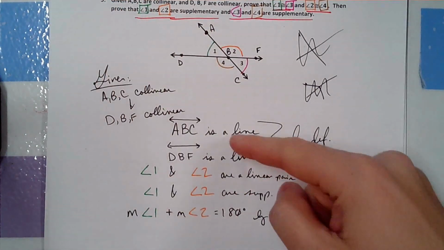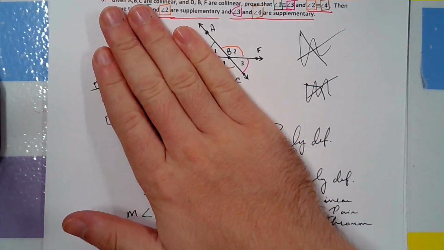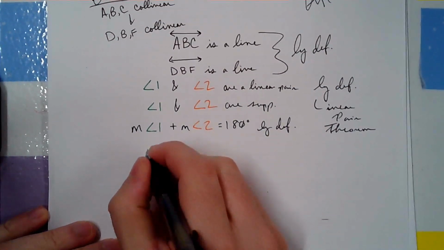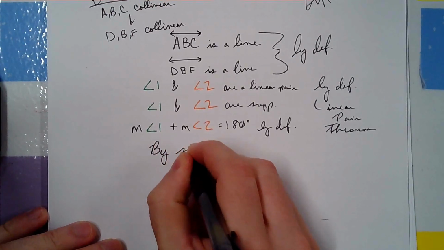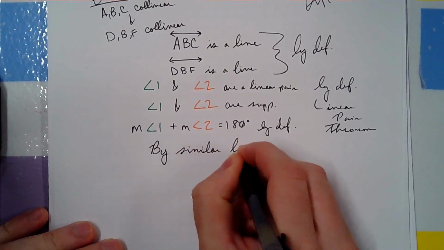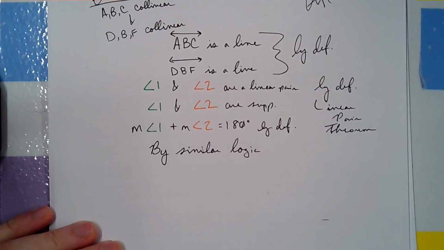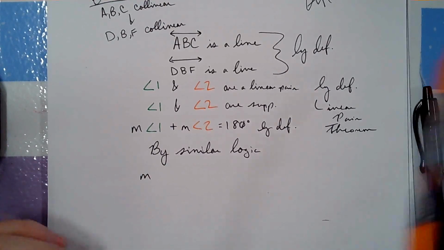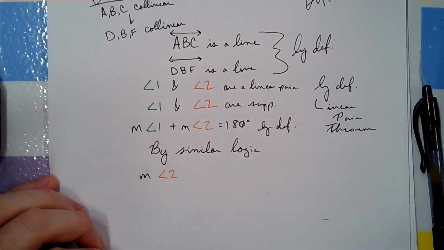Okay, so it's the same thing we just did, but with 2 and 3. So you know what we're going to do? You're going to love this. By similar logic, this is your favorite, skip all of that. Write the measure of angle 2 plus the measure of angle 3 adds up to 180.